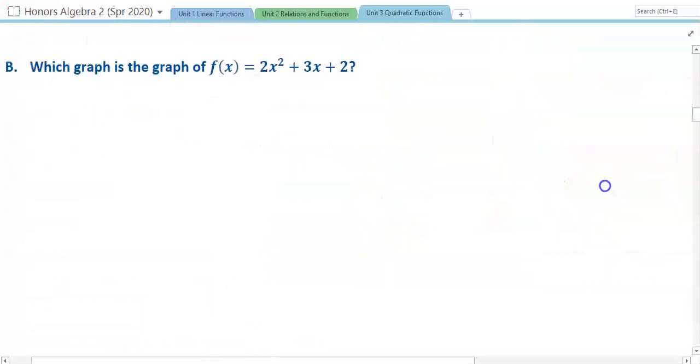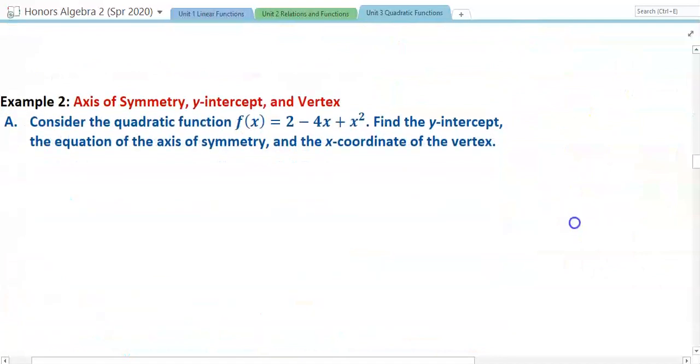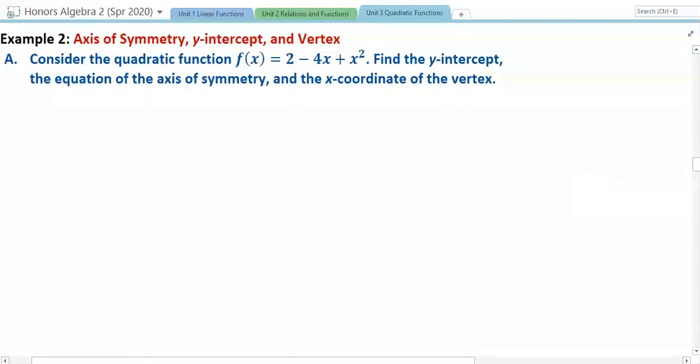And so let's go on and look at example 2, dealing with the axis of symmetry, the y-intercept, and the vertex. And so we're going to consider this function. F of x is equal to 2 minus 4x plus x squared. We're going to find the y-intercept, the equation of the axis of symmetry, and the coordinate of the vertex. And so one thing I could do with this function is I can flip it around so that it's in standard form.